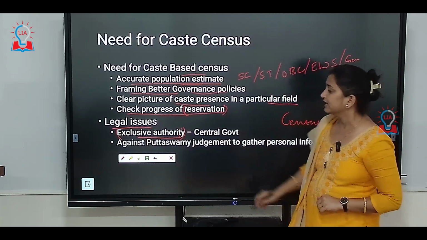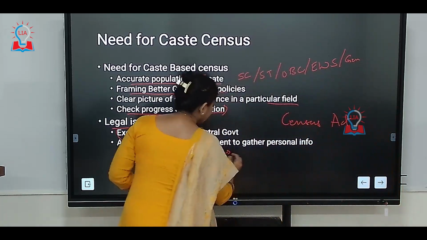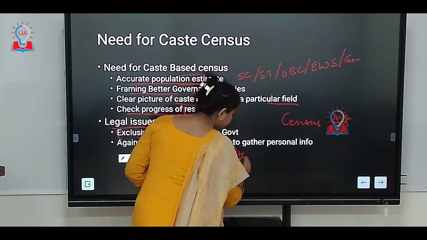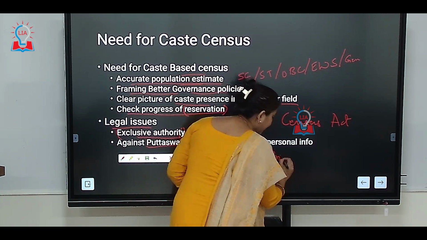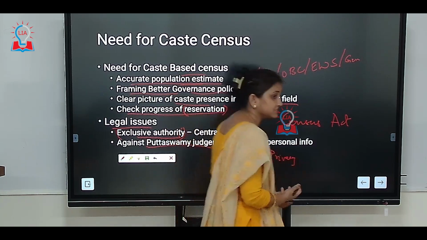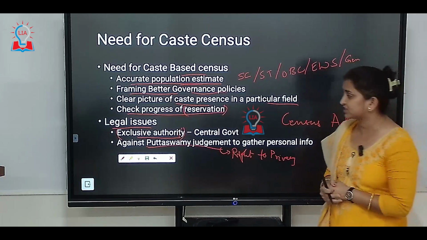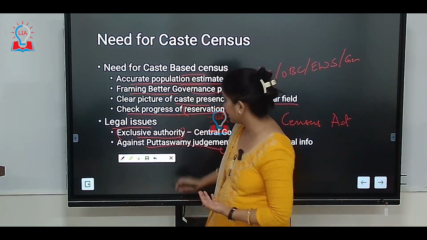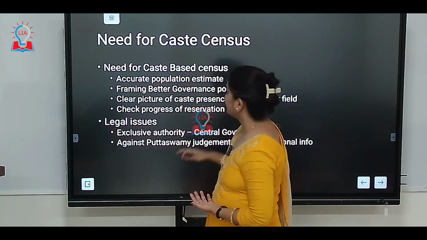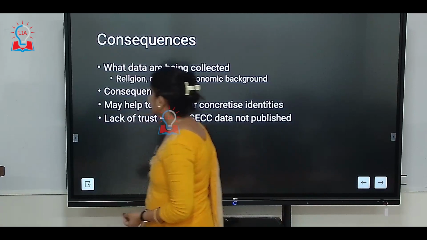Okay, and this is also against the Puttaswamy judgment. Puttaswamy judgment was talking about right to privacy. Now, if you collect somebody's caste data, you are hindering their right to privacy. So, right to privacy has also been another objection why the case came up to Patna High Court itself. Okay. Now, we will see what Supreme Court decides about it, but here we will be discussing the consequences.